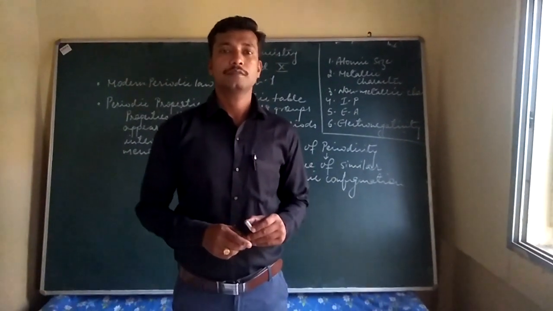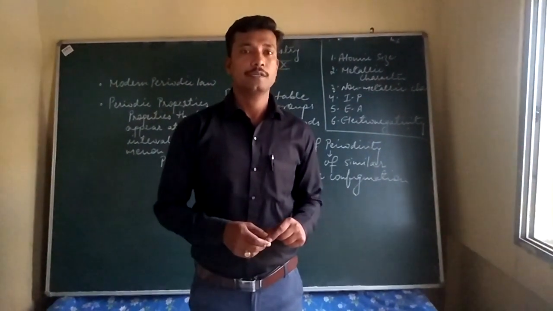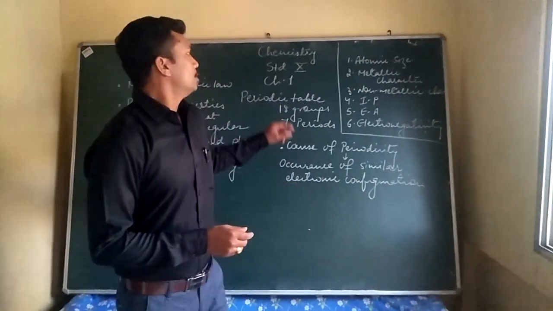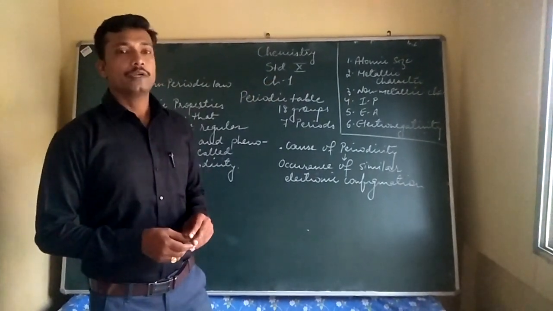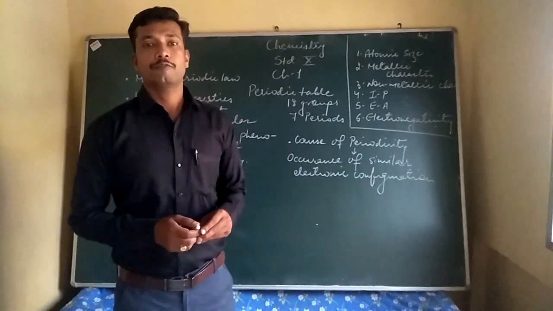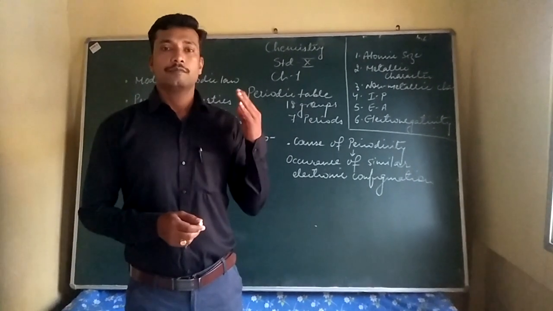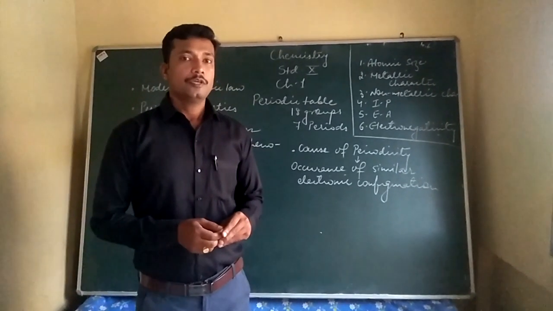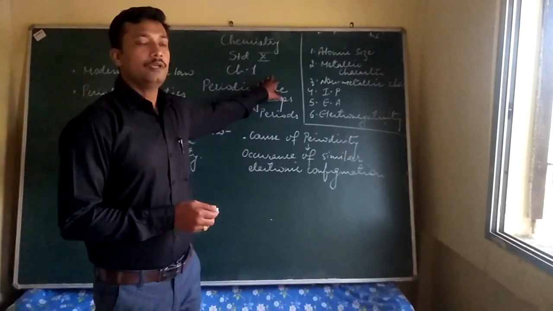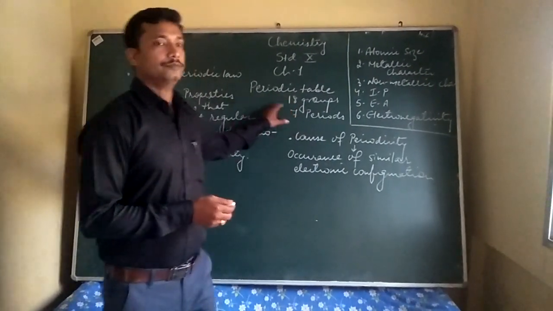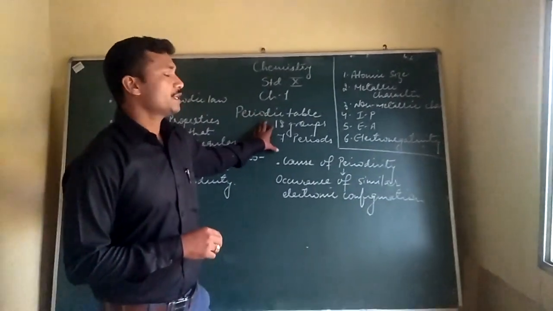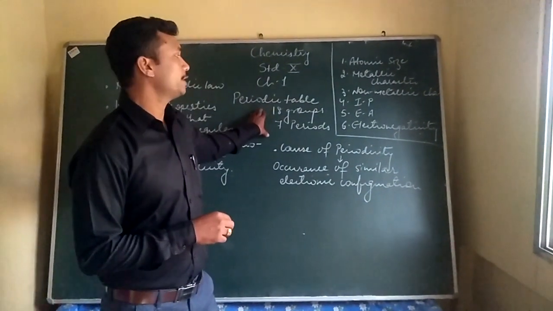Today we are going to start the very first chapter in chemistry, which is the periodic table, chapter 1. As you have already studied in class 9, the periodic table is a tabular arrangement of elements in groups and in periods. You have already seen that there are 18 groups altogether in the periodic table and the number of periods is 7. So 18 groups and 7 periods make the periodic table.